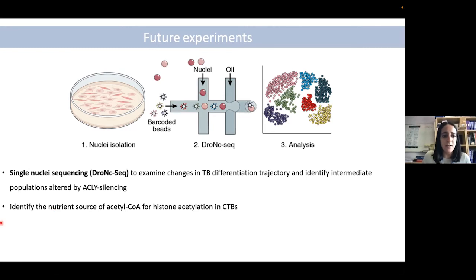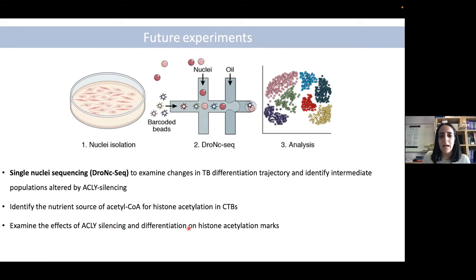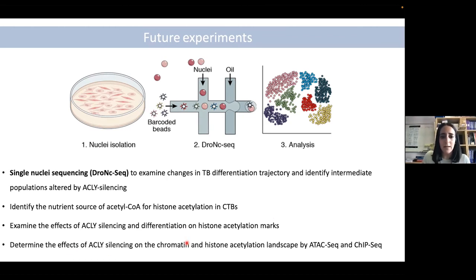Then I want to identify the source of the acetyl-CoA for histone acetylation, examine the effect of ACLY silencing and differentiation on acetylation marks, and determine, by using ATAC-seq and ChIP-seq, the effect of this silencing on the chromatin and histone acetylation landscape.